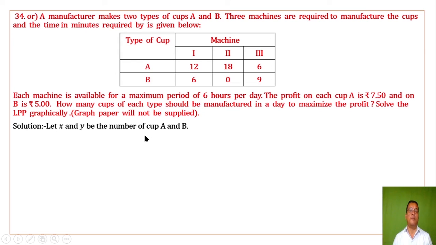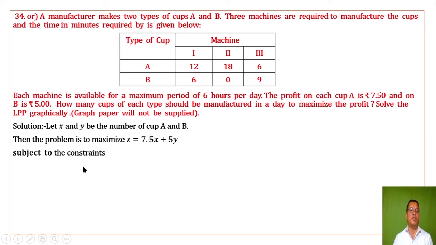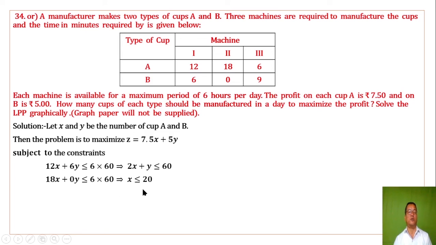Let x and y be the number of cups A and B. Then the problem is to maximize z equal to 7.5x plus 5y, subject to the constraints. 12x plus 6y should be less than 6 hours in a day, therefore in minutes 6 into 60, we have this inequality. And 18x plus 0y should be less than 6 into 60, that is x should be less than or equal to 20. And 6x plus 9y should be less than or equal to 6 into 60, that is 2x plus 3y less than or equal to 120. And x, y should be greater than or equal to 0. We have formulated.